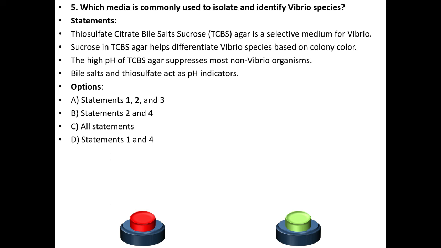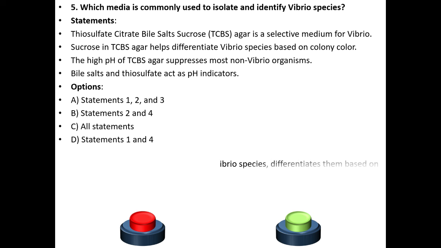Fifth question. Which media is commonly used to isolate and identify Vibrio species? Statements. Thiosulfate citrate bile salts sucrose, TCBS agar, is a selective medium for Vibrio. TCBS agar helps to differentiate Vibrio species based on colony color. The high pH of TCBS agar suppresses most non-Vibrio organisms. Bile salts and thiosulfate act as pH indicators.